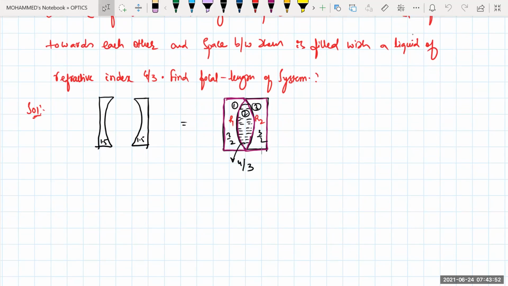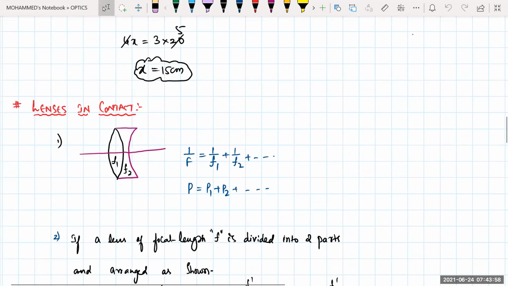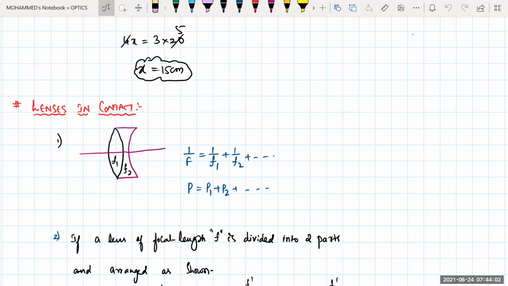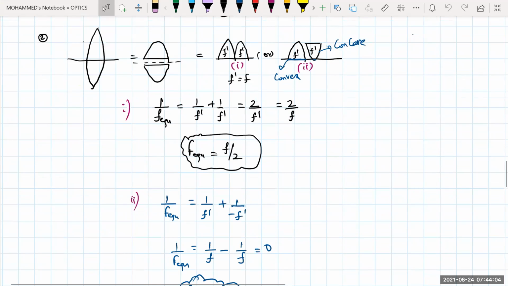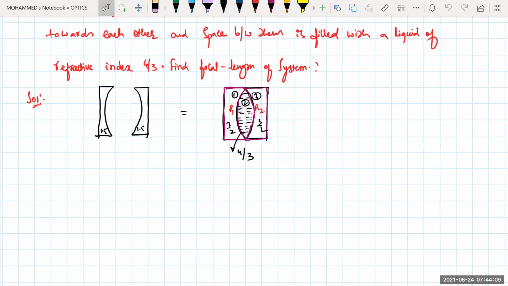Now, totally how many lenses are there? Three lenses, sir. So we need to find the focal length of each individual lens and use this formula. When lenses are kept in contact, I will calculate F1, F2, F3 and add them, and we will get the answer. Try to calculate the focal length of the first one. This is your lens 1, this is lens 2, and the middle one is lens 3.